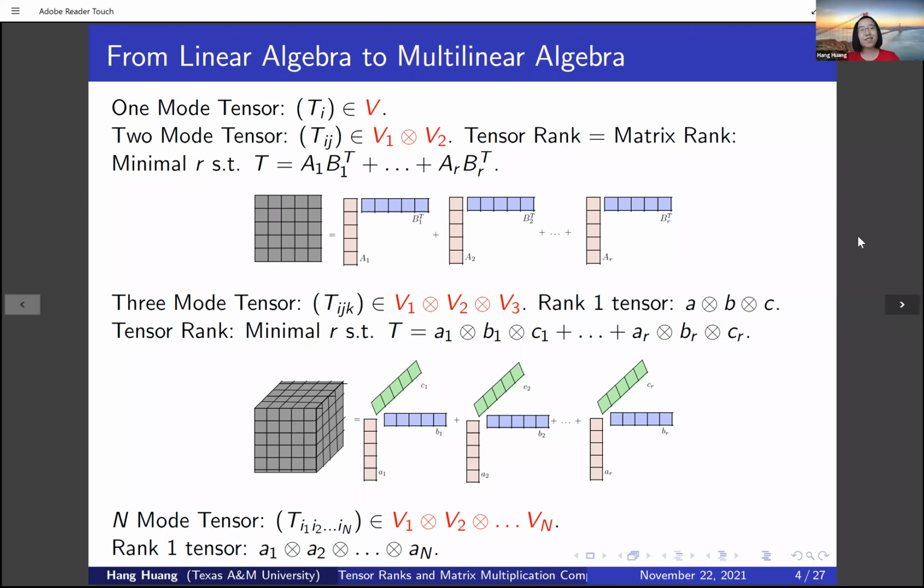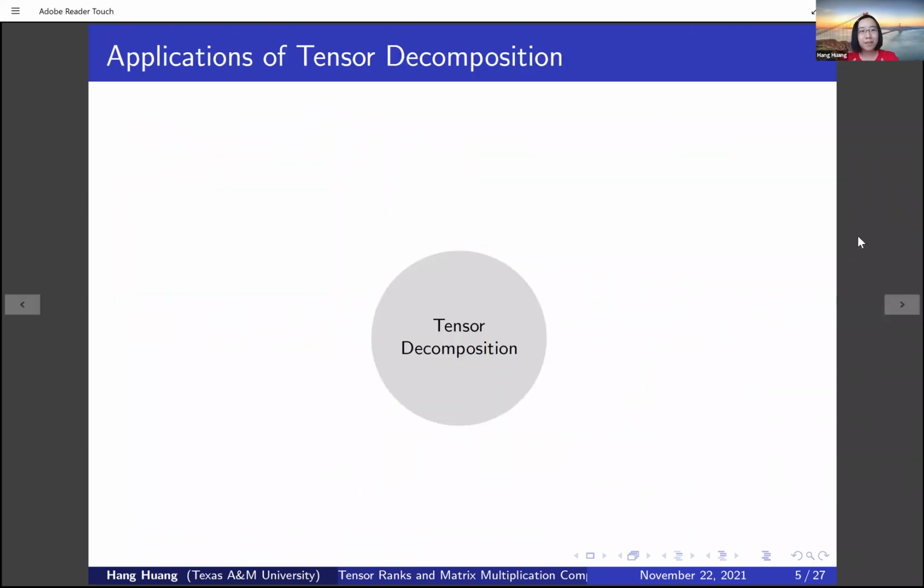So this tensor decomposition has a lot of applications. I want to briefly say some words about some of them. For instance, when you're doing high-dimensional data analysis, your data is going to have a lot of attributes. So you can organize your data according to their attributes into a high-dimensional array. This will form a tensor. So if you want to analyze it, you usually want to find a low-rank decomposition or low-rank approximation of your tensor.